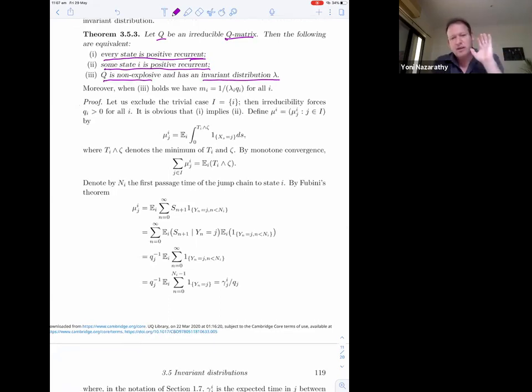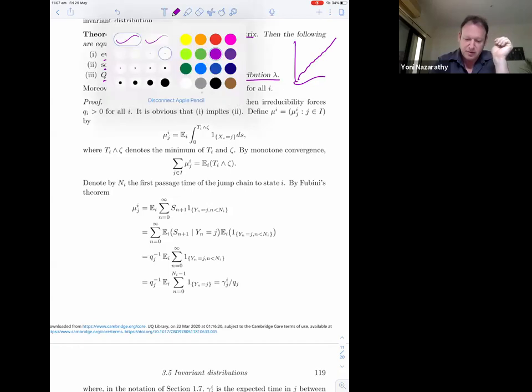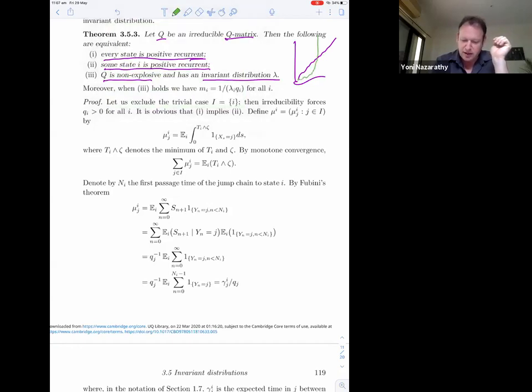Q is non-explosive, and explosive is not really the focus of our course. At least from my perspective, explosive is a bit more of an esoteric thing. Don't think of explosive as just a process going to infinity. Think of explosive as this type of thing happening after some finite time.